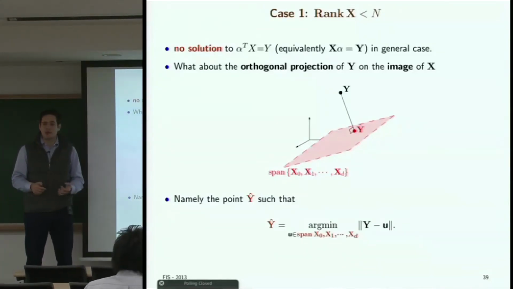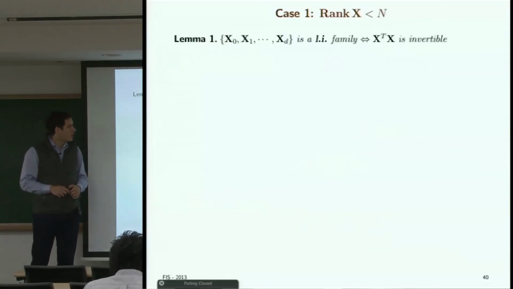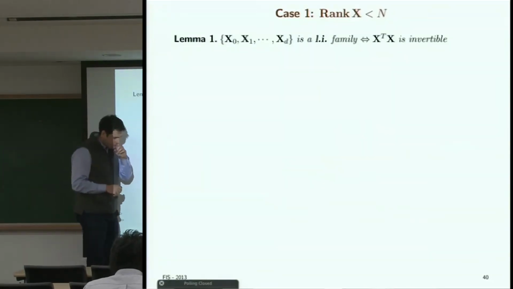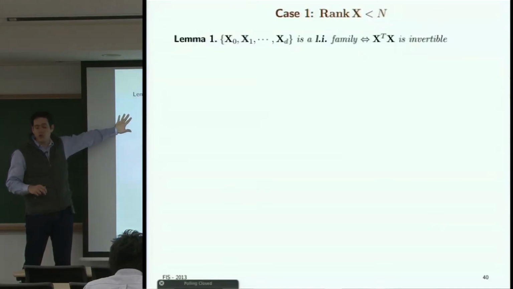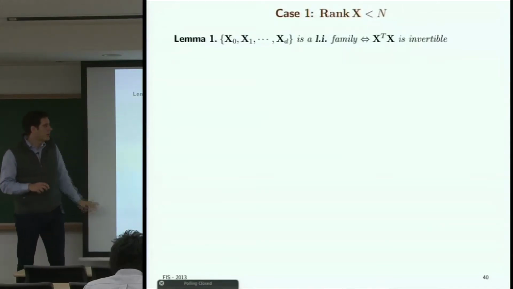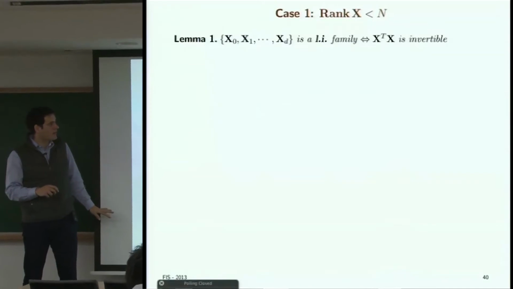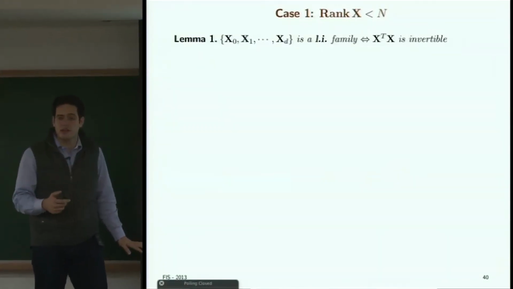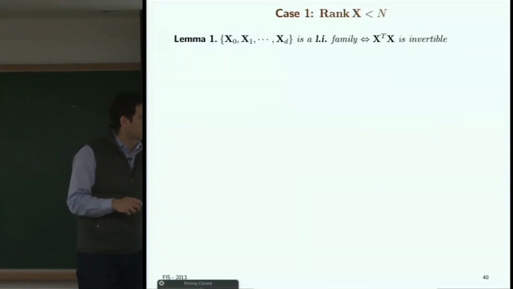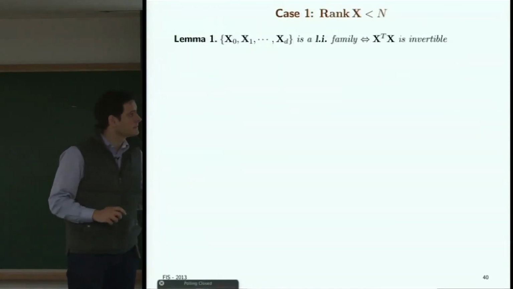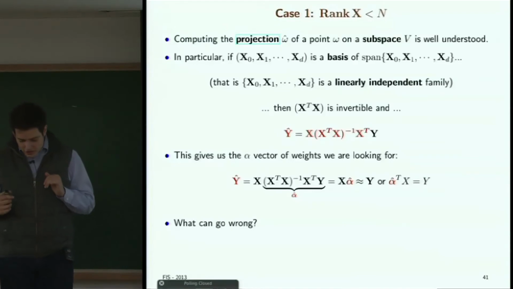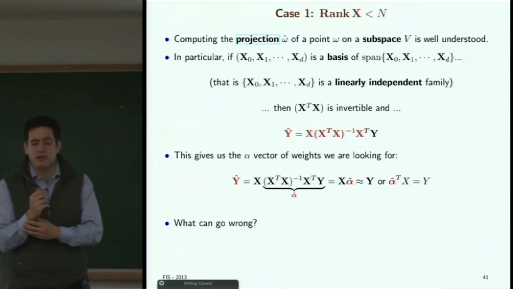What happens if you know a bit about projections? Well, first, this is an exercise. I will tell you later how you have to send it. You can send it to me by email, but I'll tell you at the end of the course. This is just a small lemma that I want you to prove. If you have a family of vectors which is a linearly independent family, then prove that x transpose x is invertible. Okay? So if we assume this, well, it's just very basic linear algebra.